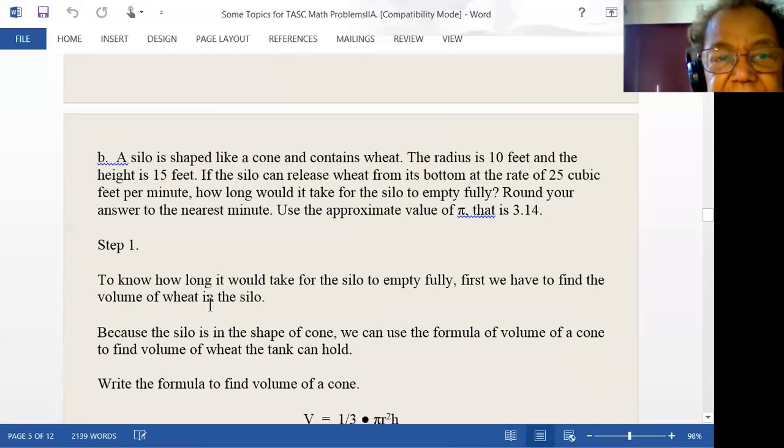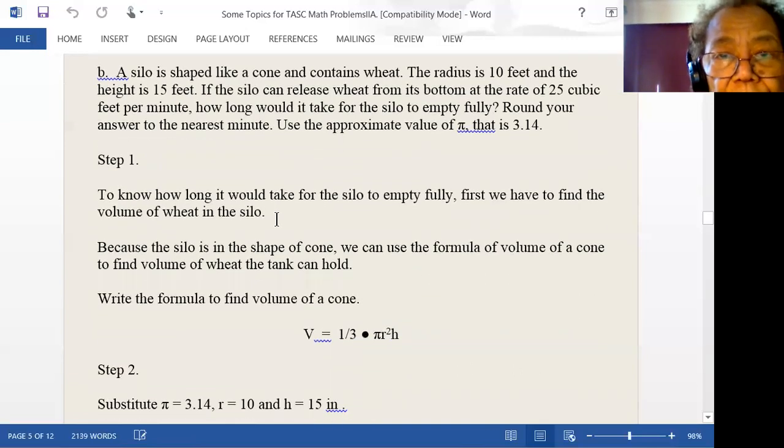Now, the next thing we see is a silo, and a silo is shaped like a cone. So this is a two-part problem. We have the silo shaped like a cone, and we will have to find how long it takes this silo to empty at a rate of 25 cubic feet per minute. And it says round your answer to the nearest minute. There we are, rounding again. Okay, so the formula for a cone, right here, is 1/3 times pi r squared h.